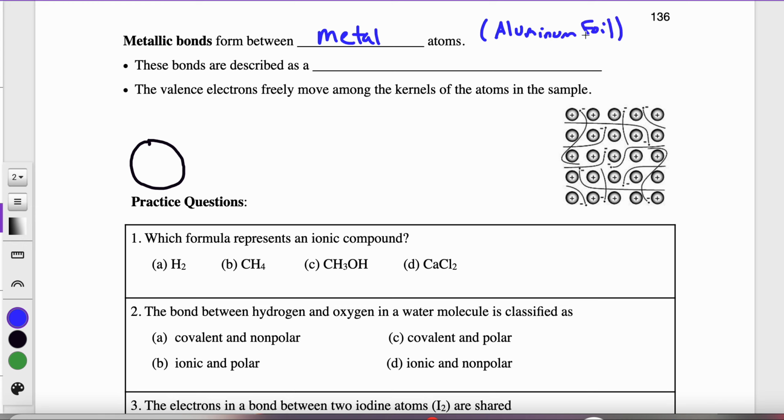So that aluminum foil, its chemical formula is simply Al, but when you pull out that sheet of aluminum foil, you understand it's not one atom, but it's trillions and trillions of atoms. And they stay linked together because of the metallic bonds. Now, these metallic bonds that hold all the aluminum atoms together in aluminum foil, they are described as a mobile sea, like an ocean sea of valence electrons.